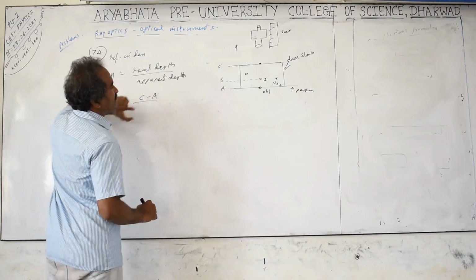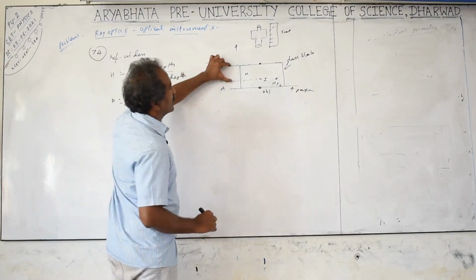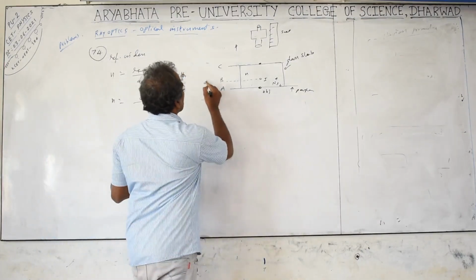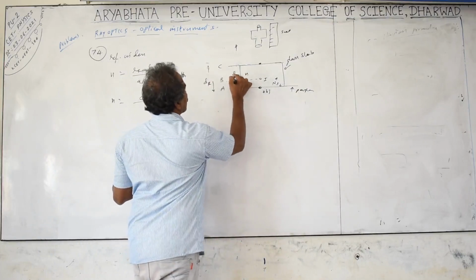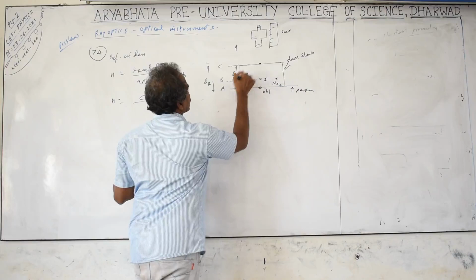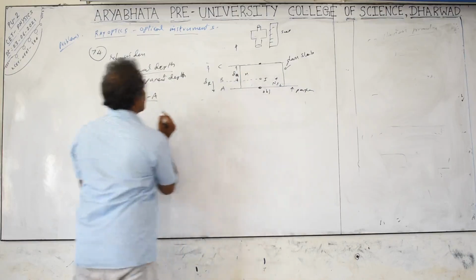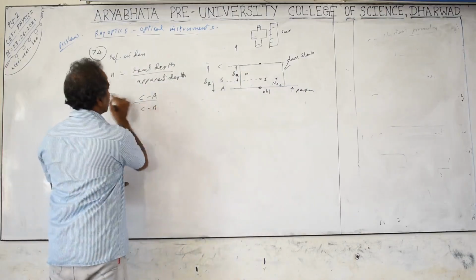By apparent depth. What is the apparent depth? This value is the apparent depth. This is the real depth, the total one, and this is the apparent depth that appears from the top to be seen as an image. Apparent depth is nothing but equal to C minus B.